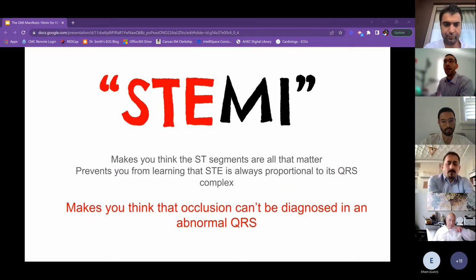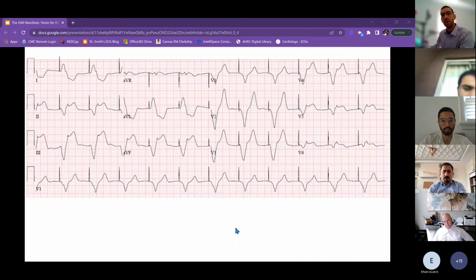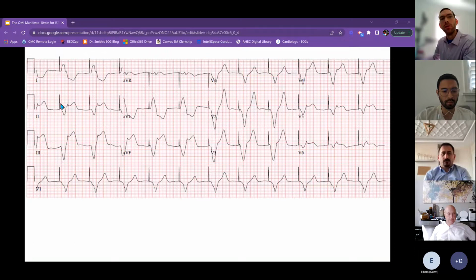Because STEMI really only applies to a normal QRS complex, STEMI makes you think that occlusion can't be diagnosed in an abnormal QRS complex, explaining how this patient died, a middle-aged lady with a pacemaker who came into my hospital with acute chest pain, and no one could believe that this EKG could be diagnostic of her acute RCA occlusion, because nobody knows what to do with STEMI when you don't have a normal QRS complex. And I know that of course, the modified Sgarbossa criteria is the best thing we have right now, but nobody believes in that right now because the paradigm is called STEMI. And so she died 16 hours later on the cath lab table after they found her RCA occlusion.